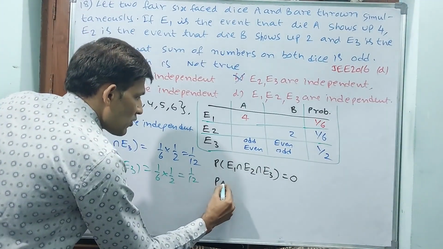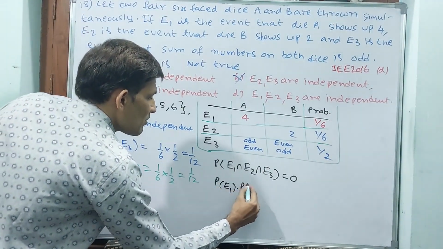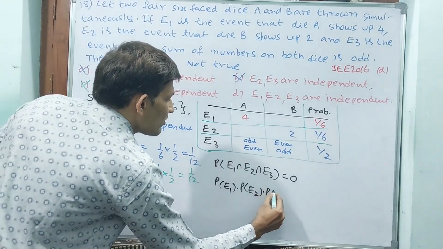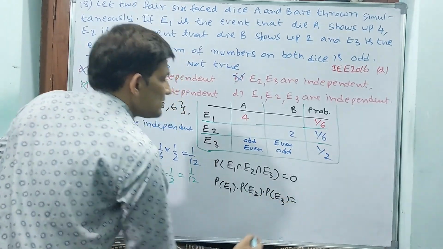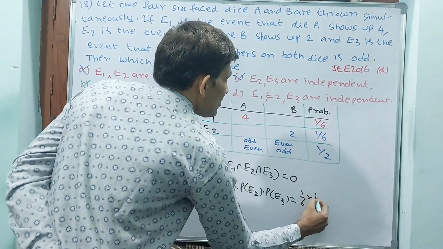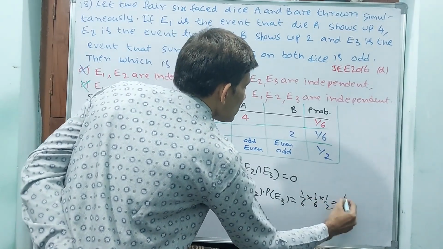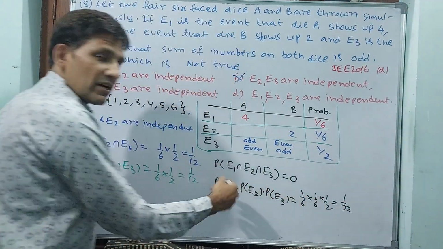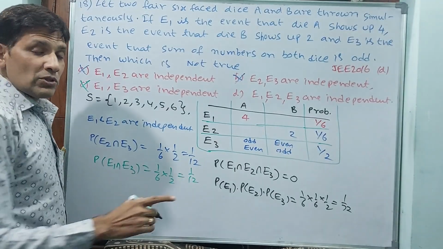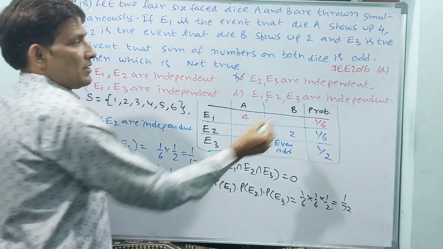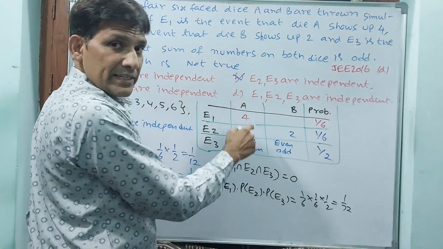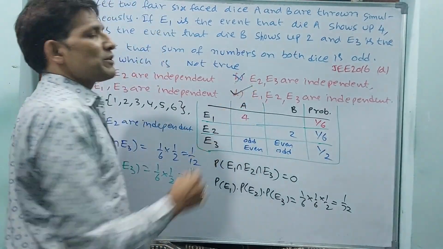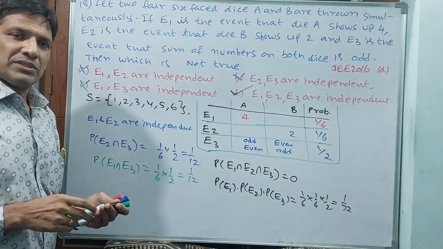But see, what about the probability of E1 into the probability of E2 into the probability of E3? 1 by 6 into 1 by 6 into 1 by 2. That is equal to 1 by 72. Both are not equal. That is why they are not independent. E1, E2, E3 are independent, like that, this is false. A false statement only we require. This is the correct option. Let us go for the next question.